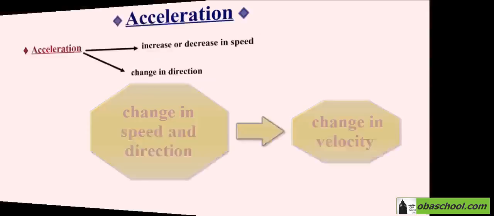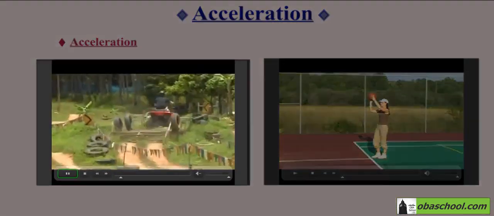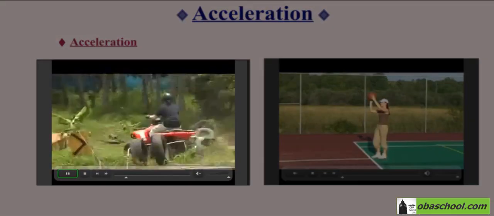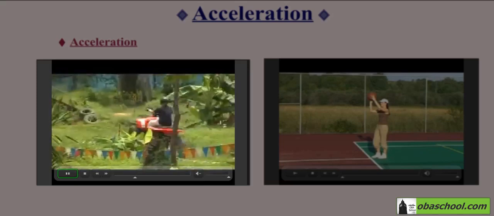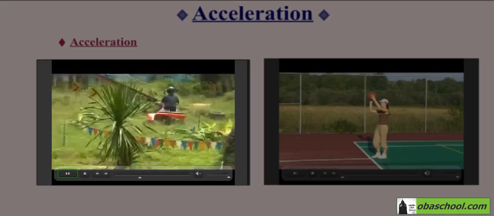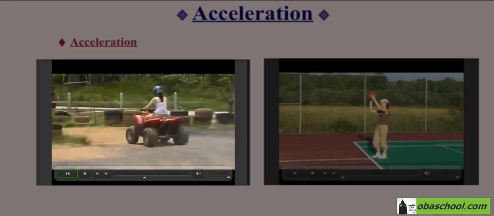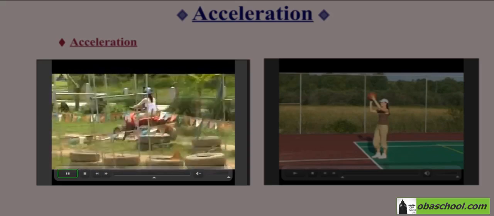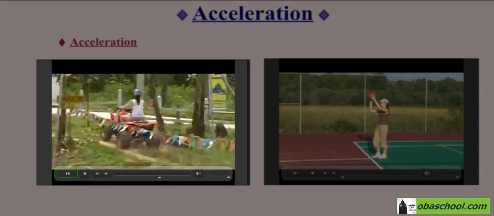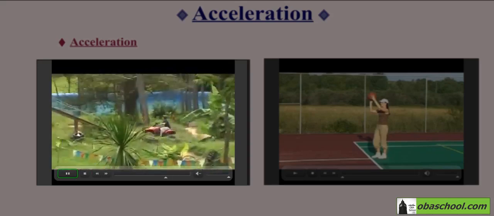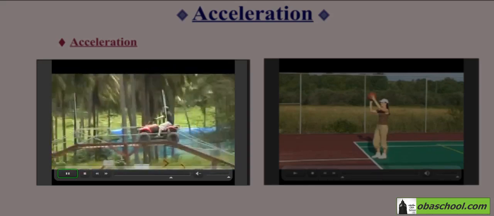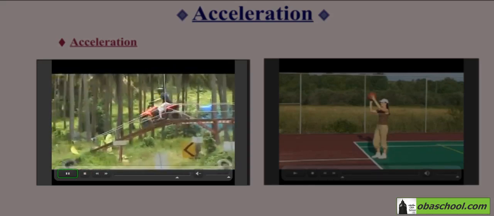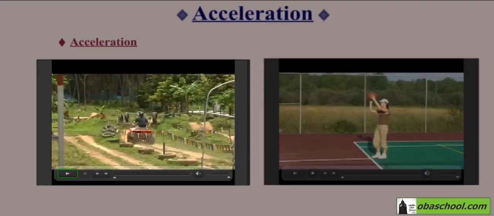For example, in the first video, we have a quad bike. This quad bike is changing direction and moving on different kinds of roads. So, its velocity changes with respect to the road it takes. Its velocity going up the ramps differs from the one when it's going down. So here we say the quad bike is accelerating.